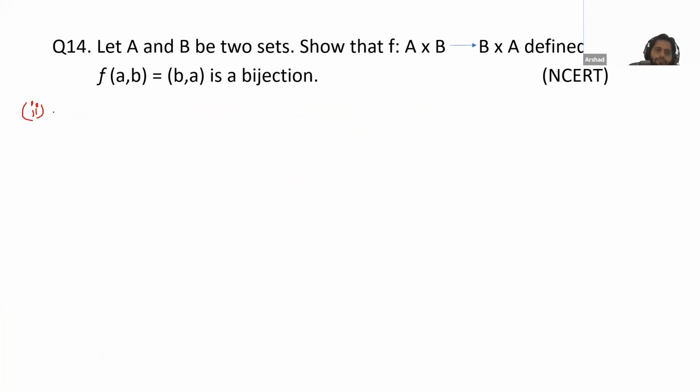Second is onto. For onto, we will assume a value from the second set, that is B cross A. Let (b, a) belong to B cross A. Why have we taken (b, a)? Because the ordered pair is in B cross A. So if this ordered pair belongs to B cross A, then b belongs to B and a belongs to A.